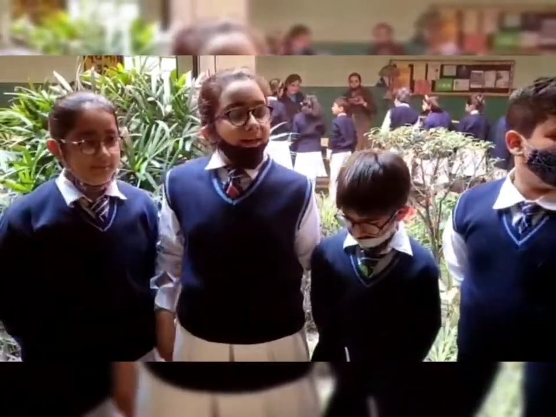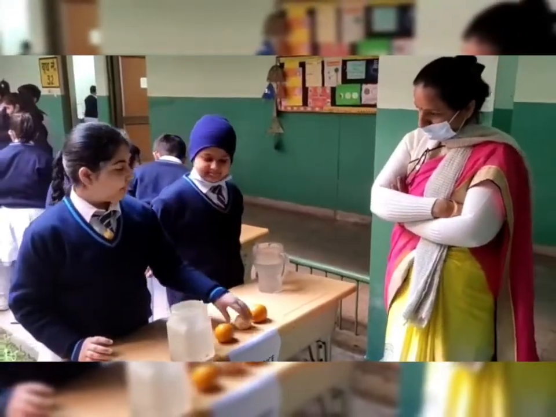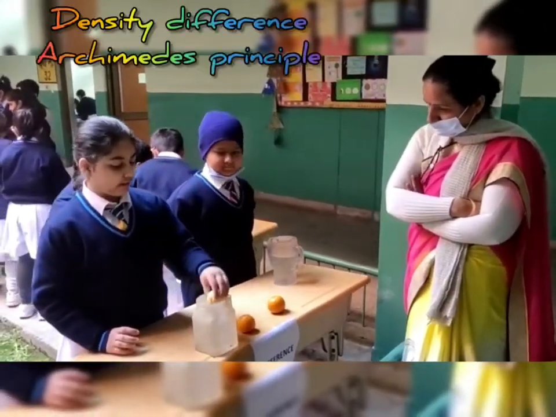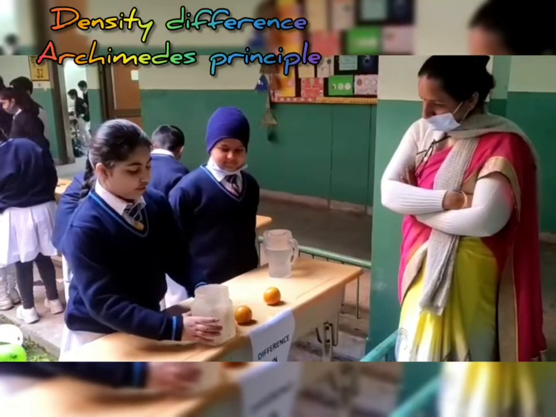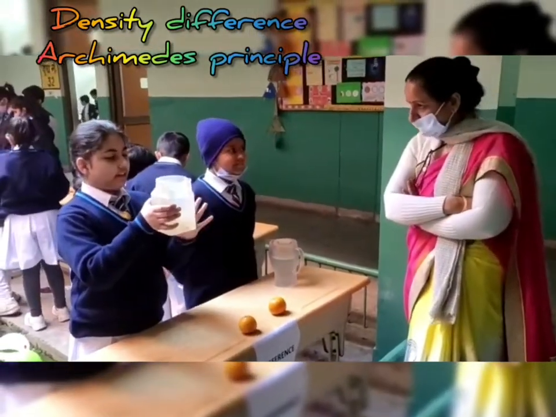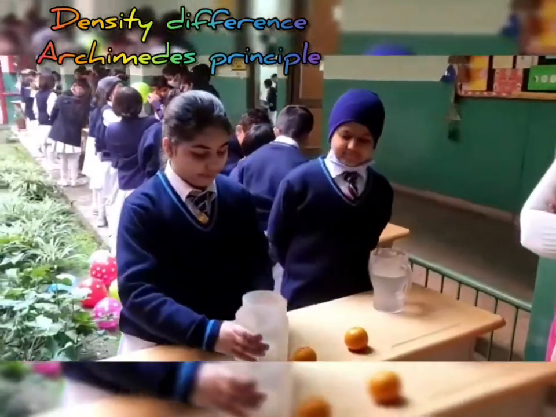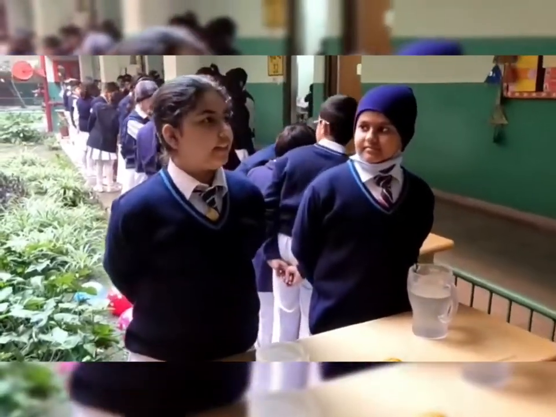Thank you. This is an unpeeled orange, this is a peeled orange. Now we will put this peeled orange in water, and as we can see, the orange will sink. Why? Because the density of the peeled orange is more than the water.